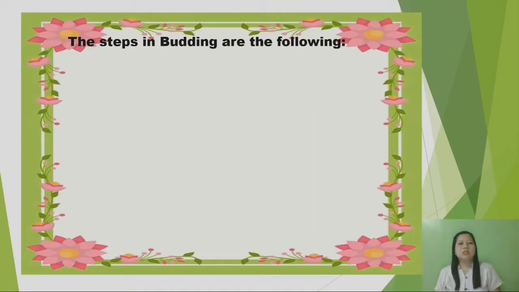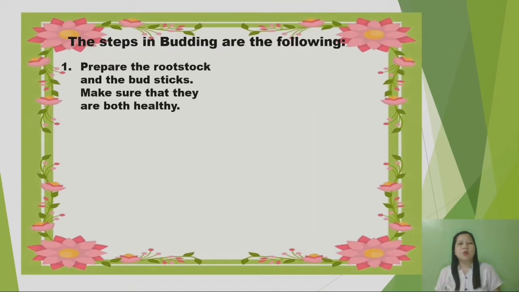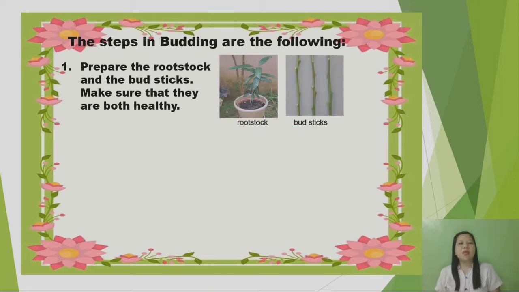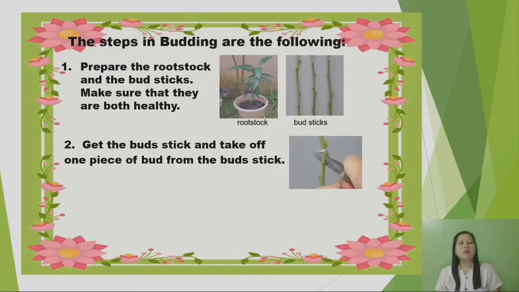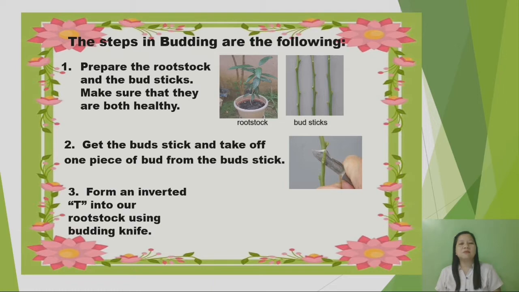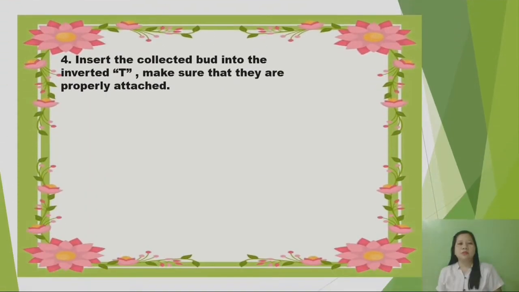The steps in budding are the following. 1. Prepare the rootstock and the bud sticks. Make sure that they are both healthy. 2. Get the bud sticks and take off one piece of bud from the bud stick. 3. Form an inverted T in our rootstock using a budding knife. 4. Insert the collected bud into the inverted T. Make sure that they are properly attached.